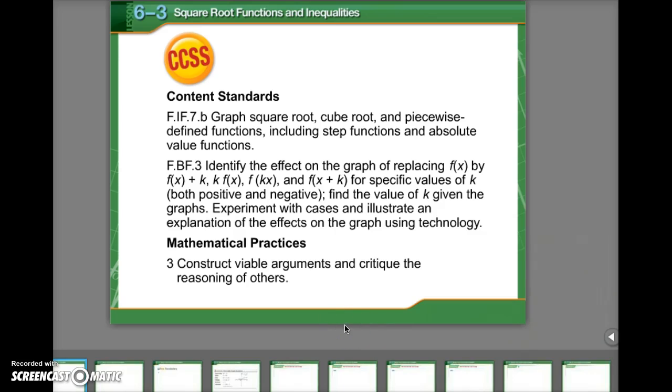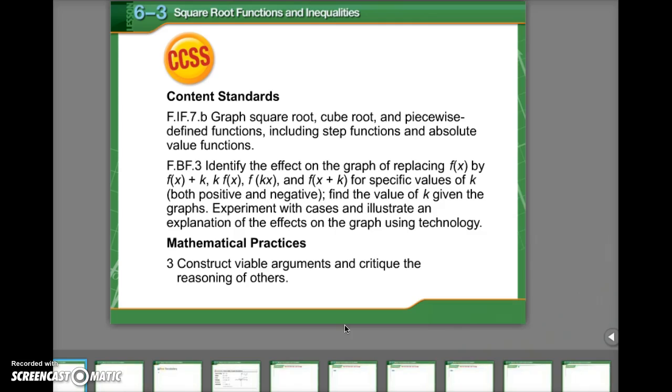So the content standards that we're going to be focusing on in this lesson are that we're going to look at how to graph a square root and a cube root and a piecewise function. We're also going to look at step functions and absolute value functions.